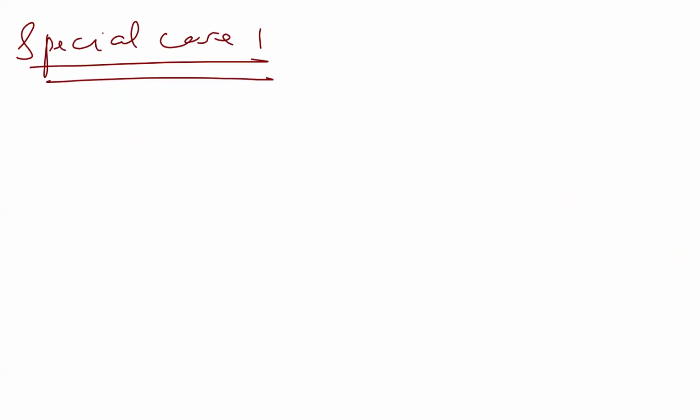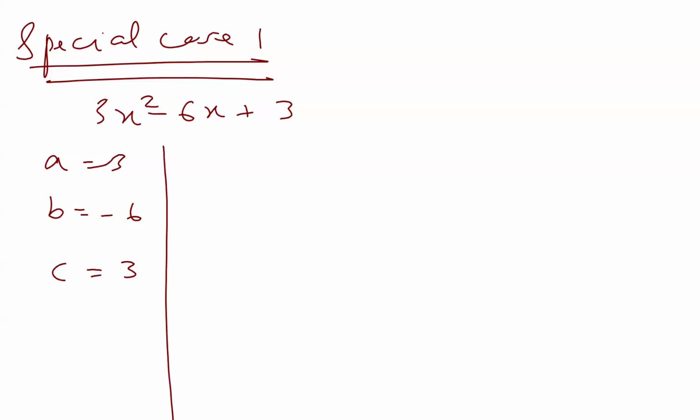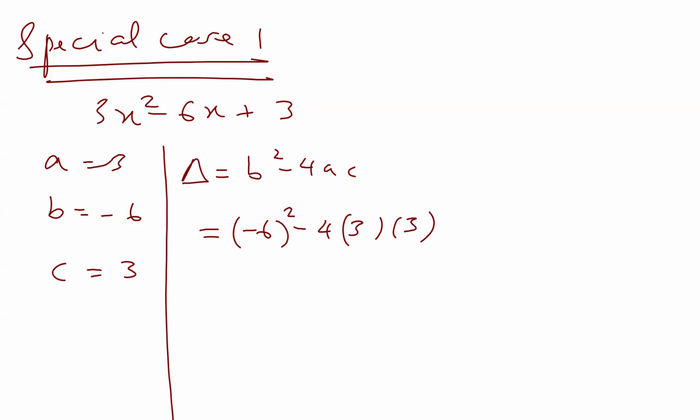Okay. Special case one. 3x square minus 6x plus 3. So a is equal to 3, b is equal to minus 6, c is equal to 3. So first we'll calculate delta. b square minus 4ac, delta is D for determinant. Okay, minus 6 the whole square minus 4ac. A is 3, c is also 3.